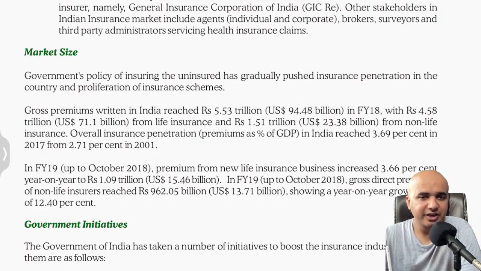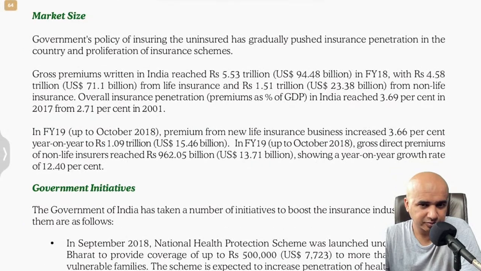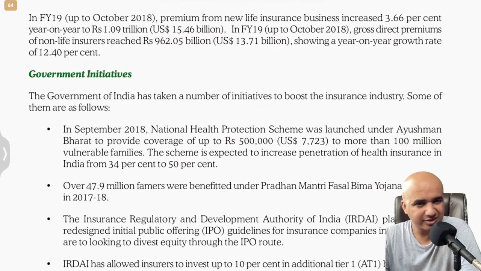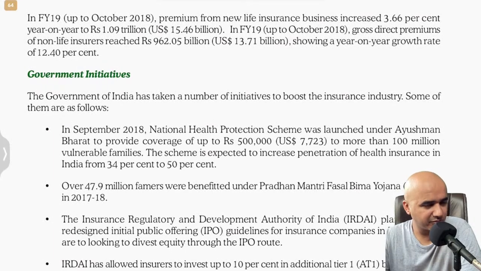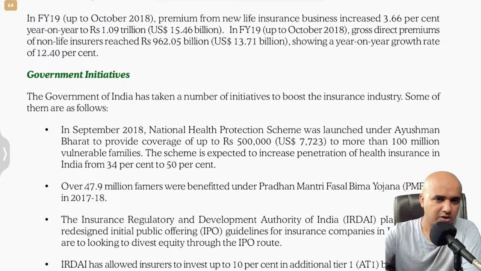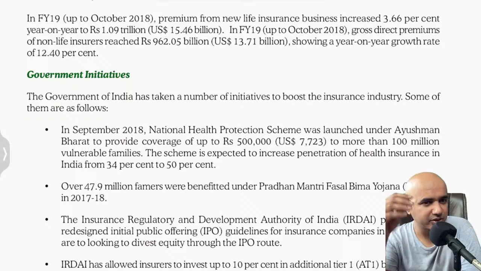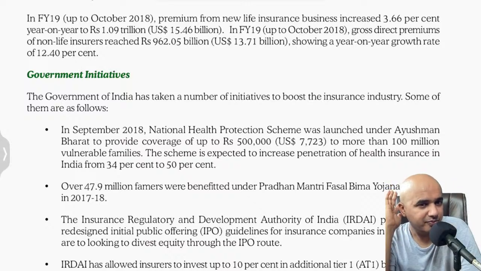Gross premiums written in India reached 5.53 million. That means that's the amount of premium which people have paid in financial year 18. In 19, it increased by 3.66%. The latest data is not here, unfortunately. I am guessing it would have increased more during the pandemic because people were trying to get insurance against COVID as well. So that would have surely contributed to some extent towards the premium.